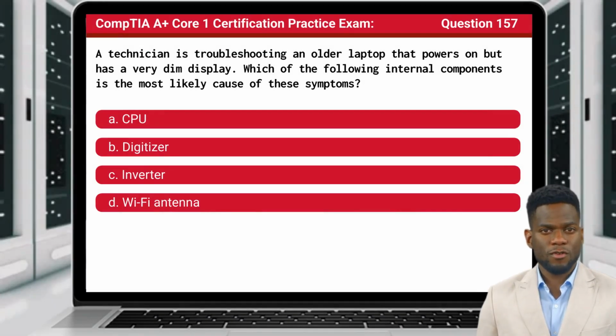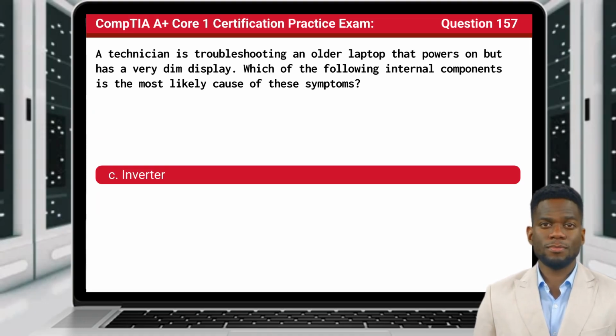Question 157. A technician is troubleshooting an older laptop that powers on but has a very dim display. Which of the following internal components is the most likely cause of these symptoms? The answer is C. Inverter.